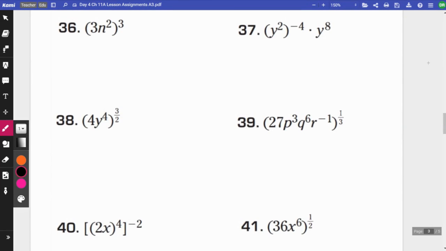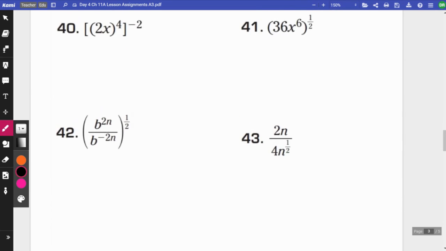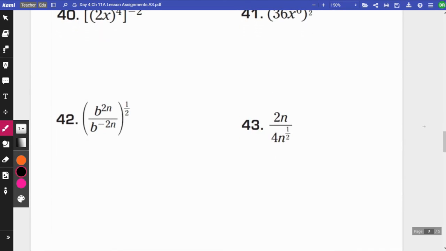All right, I'm going to choose one random problem and do it. Oh, boy. I like number 42 because I imagine people don't like number 42. When I look at this, I want to notice right away that I've got this one half hanging out here. But on the inside, I notice that b to a power and b to a power, they both have the same base. If they do, I could apply that one rule where I can subtract my exponents.